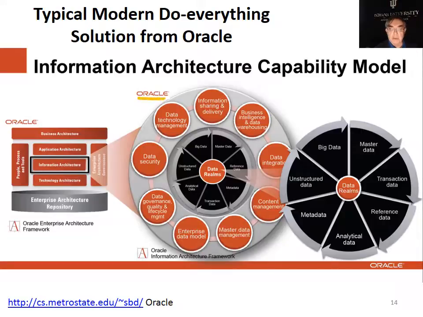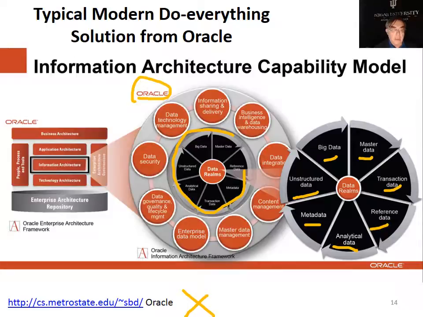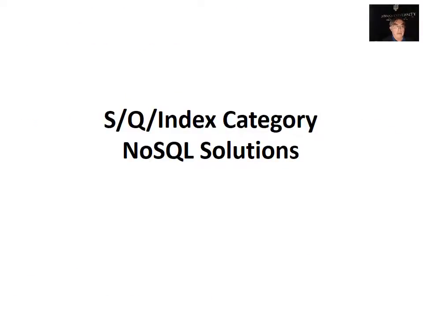Here is the same approach from a talk by Oracle. Again, you basically see everything: big data, unstructured data, metadata, analytics, reference data, master data, transaction data. And these things are shown again in here. Then they have all these different functions around here. And you can, of course, do everything. And again, it will probably cost more than some other possible solutions. So now we go on to NoSQL. That will be in the next lesson.